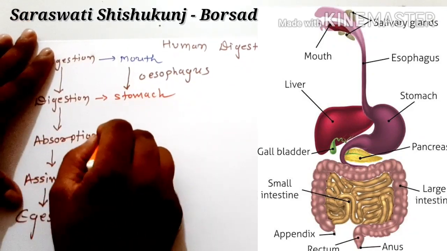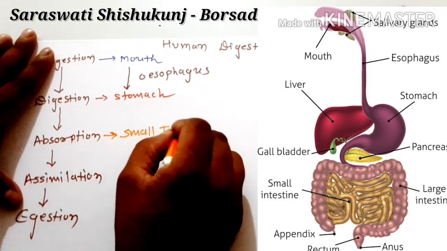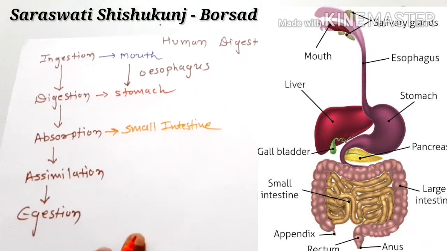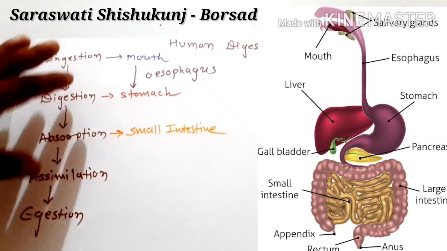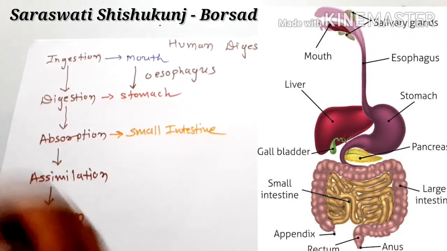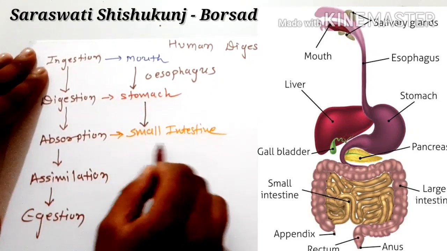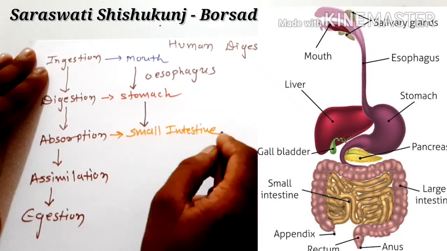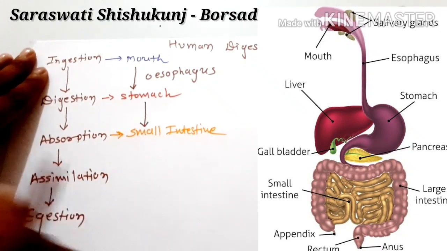For absorption, food will go to the small intestine, right? So in the small intestine all of the nutrients are going to get absorbed. So absorption will be done in the small intestine, right? Assimilation: we know that the food which is digested in the stomach will be absorbed in the small intestine. As it is absorbed, those food particles are going to get assimilated. They will release the energy, okay?